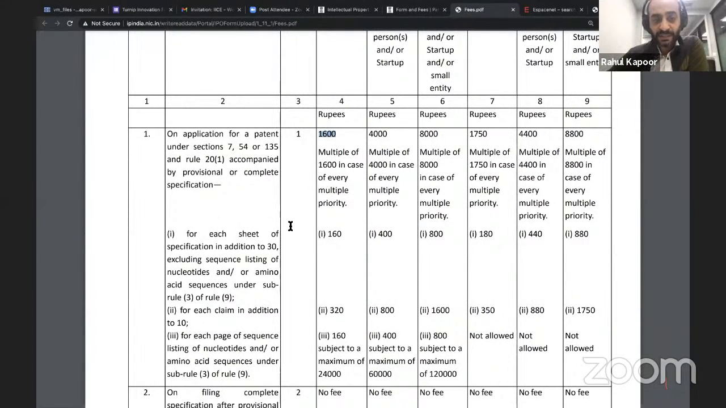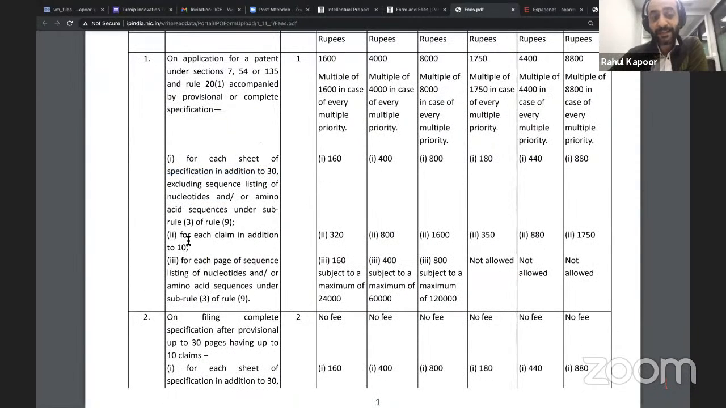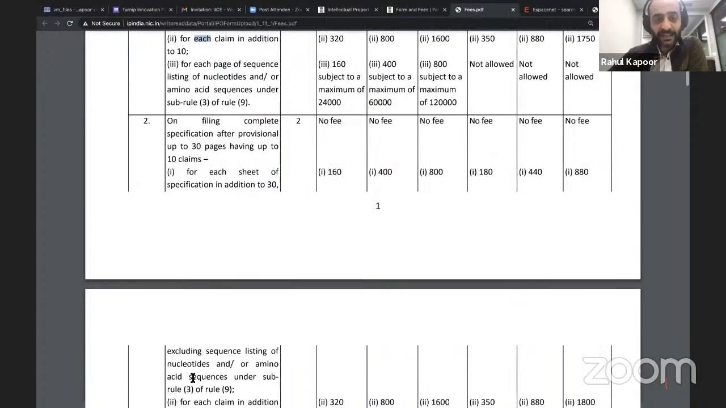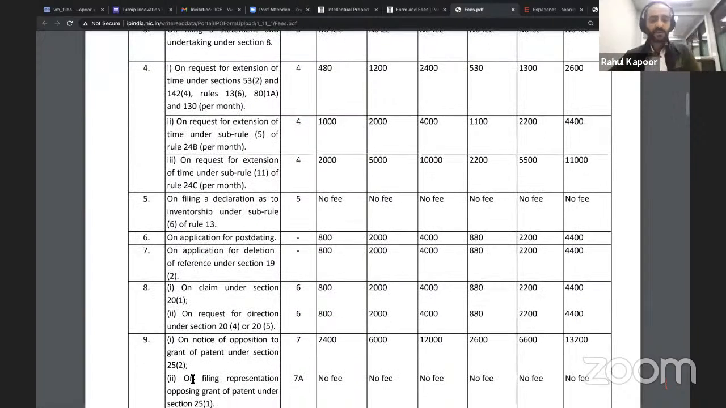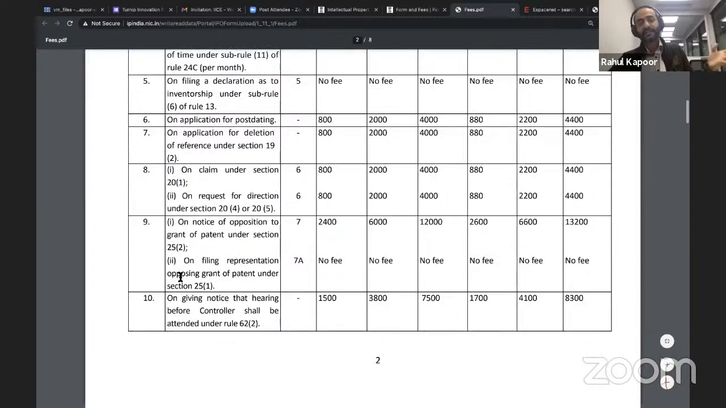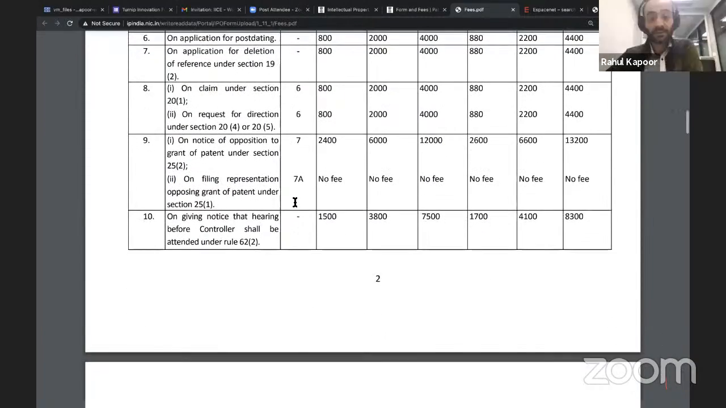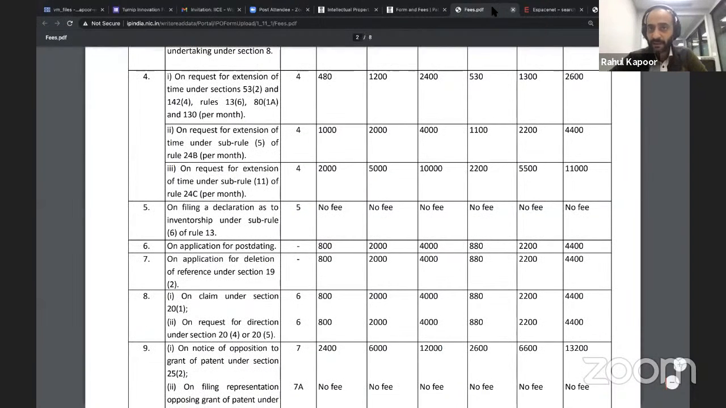And in this application, you have 30 pages. If you exceed 30 pages, you pay per page. And you can write 10 claims. If you exceed 10 claims, you have to pay 320 rupees per claim, and so on. And then there are renewal fees. You can see the first year renewal fee is less, 800 rupees. Then, by the 18th year, you have to pay even up to 8,000 rupees as renewal fees. So renewal fees keep increasing. There's a lot, but I'll just summarize it in a slide and you can look at it later.